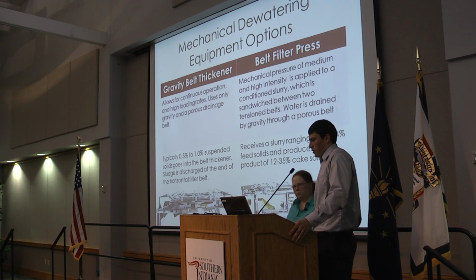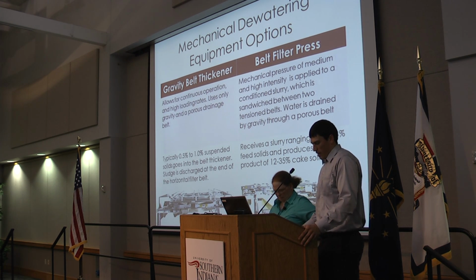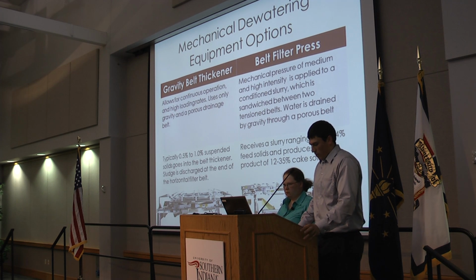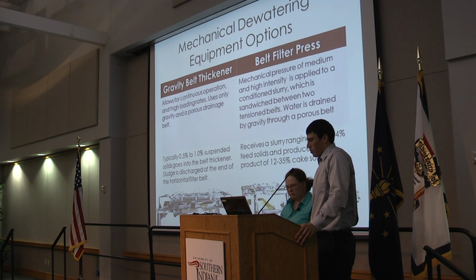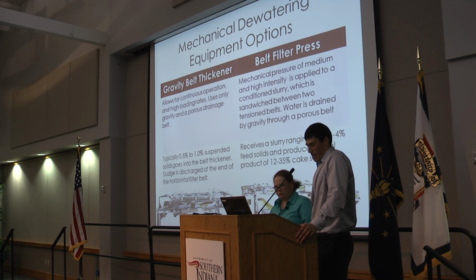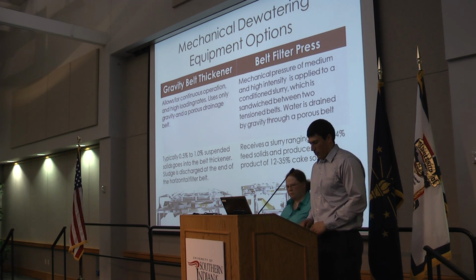So we researched 4 different pieces of mechanical dewatering equipment. One was a gravity belt thickener. It allows for continuous operation as well as high loading rates. It uses only gravity and a porous belt to allow the water to be removed from the sludge. It typically takes 0.5% to 1% suspended solids coming into the belt thickener, and it produces a solids cake yield of 10 to 12%.